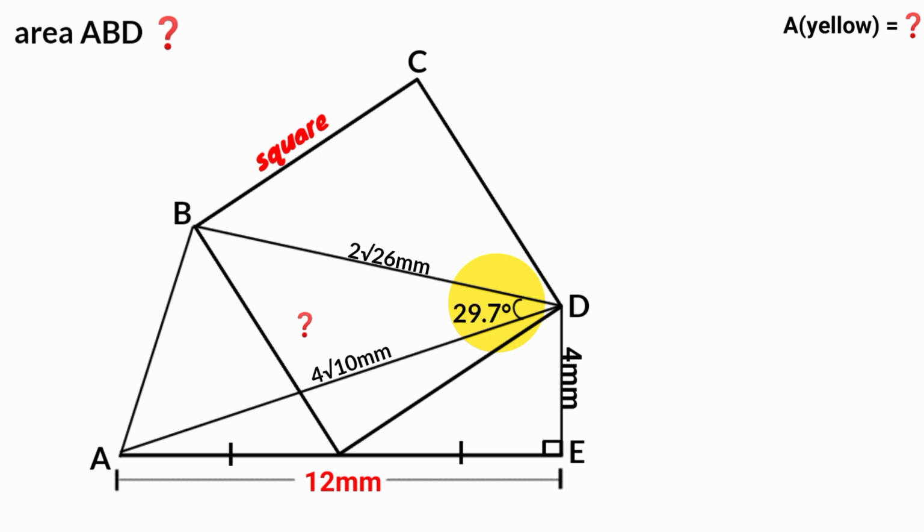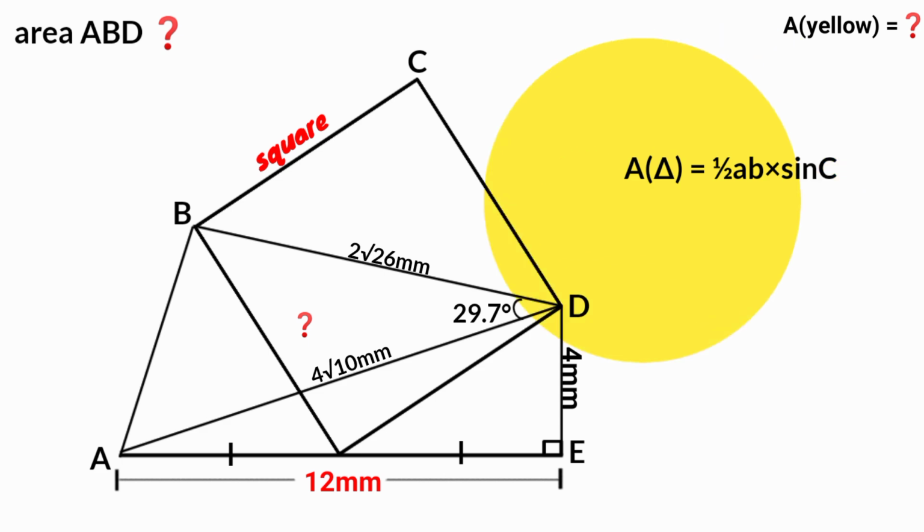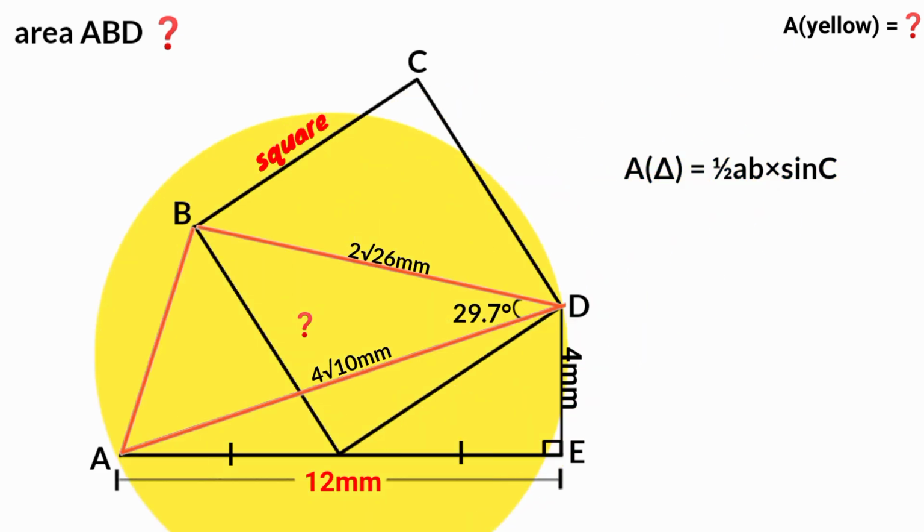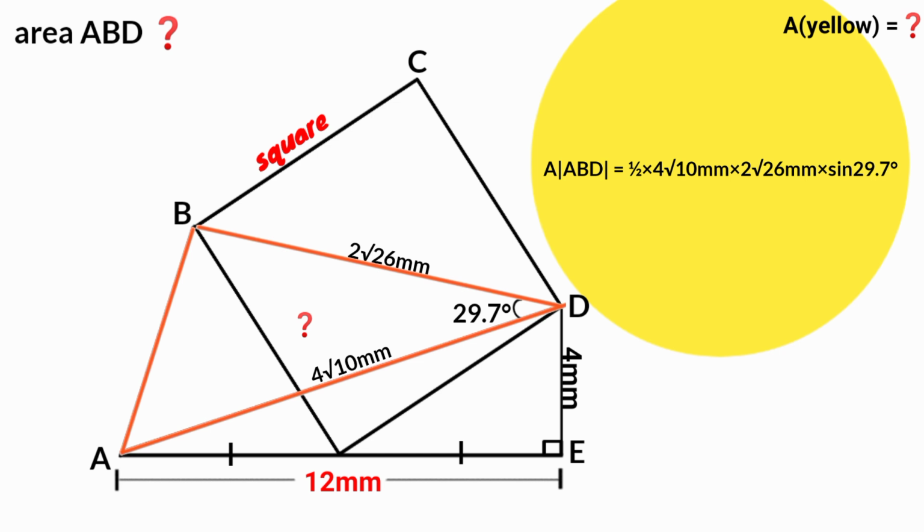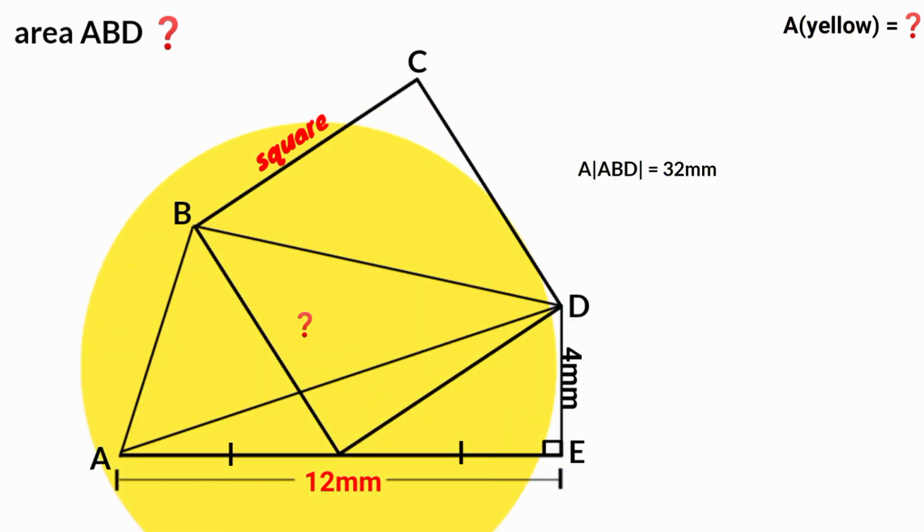Now one of the formulas for calculating the area of a triangle is half the product of the length of two of its sides times the sine of the angle between them. That is, the area of this triangle can be calculated by half the product of the length of this side and this side times the sine of this angle. So area of triangle ABD equal to 1 over 2 times 4 root 10 millimeters times 2 root 26 millimeters times sine 29.7 degrees, which on your calculator is 31.9561 millimeters squared, approximately 32 millimeters squared. So the area of triangle ABD, which is the yellow area we were asked to calculate, is 32 millimeters squared.